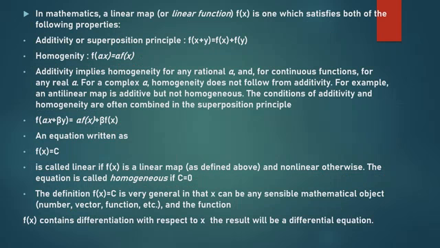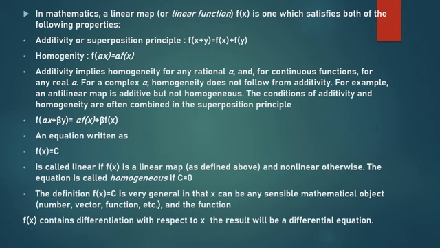In mathematics, a linear map f of x is one which satisfies both the following properties: additivity, or superposition principle, f of x plus y equals f of x plus f of y; and homogeneity, f of alpha x equals alpha times f of x. Additivity implies homogeneity for any rational alpha and for continuous functions for any real alpha. For a complex alpha, homogeneity does not follow from additivity. For example, an antilinear map is additive but not homogeneous.